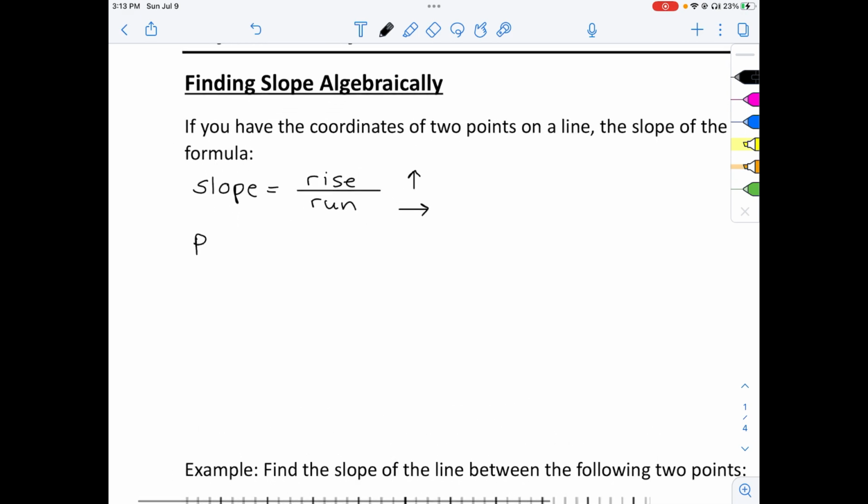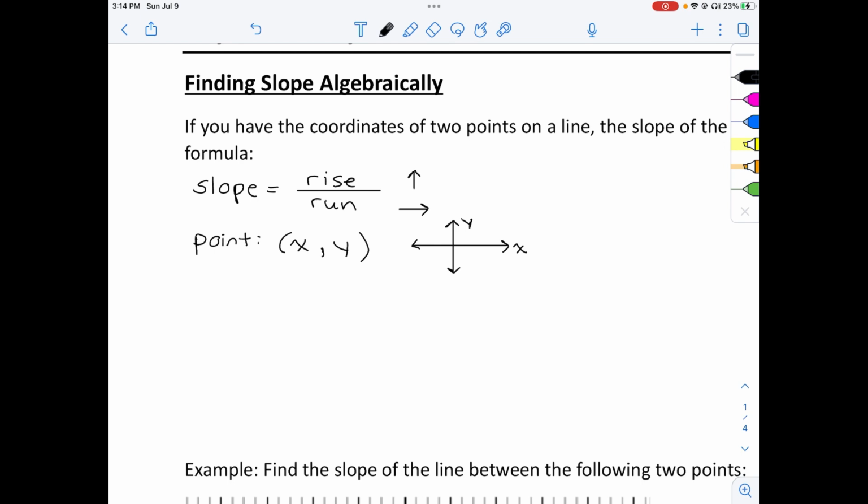We always write coordinates like this, x, y, okay, where x is the horizontal axis and y is the vertical axis. Okay, so we always list the horizontal coordinate first, then the vertical one, and x comma y, that's how we write coordinates.